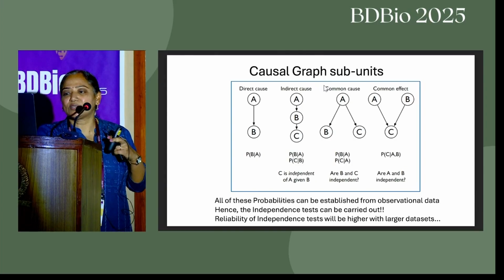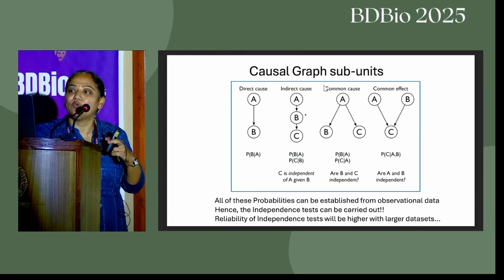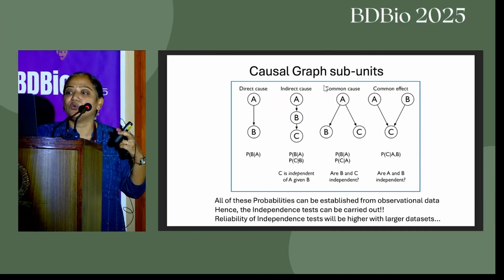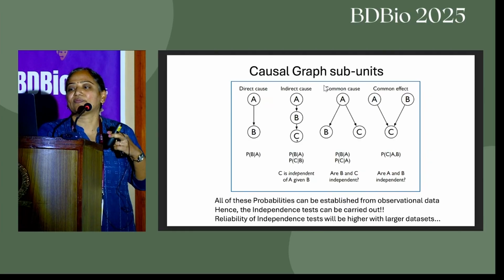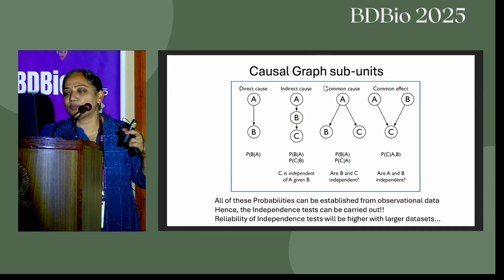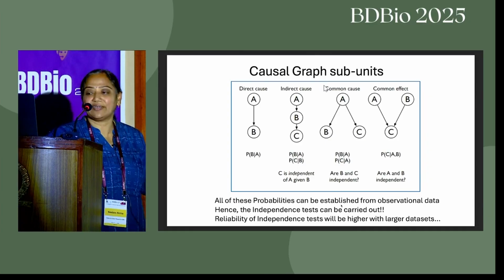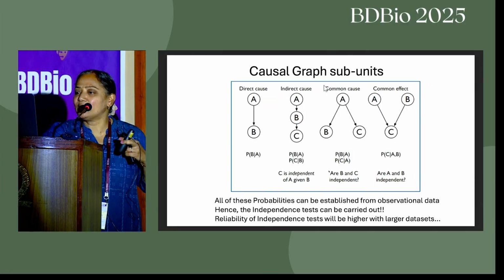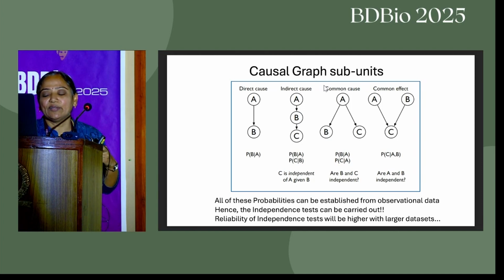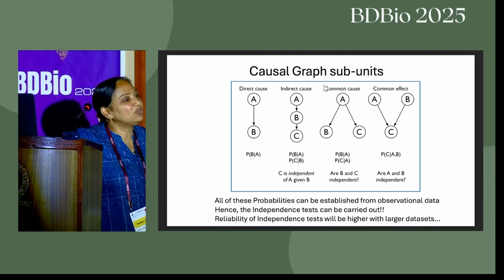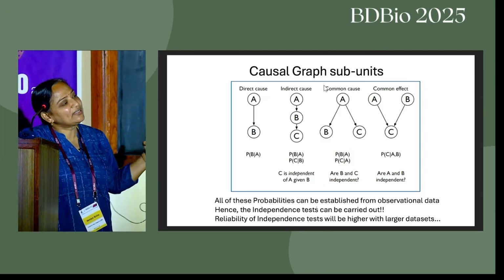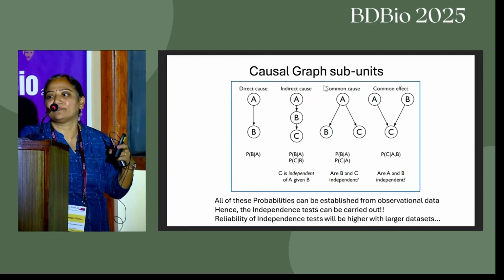To figure out which of these is right, we have to compute these conditional probabilities, which we can do using observations. All of these probabilities can be established from observational data. Hence, all of these independence tests can be carried out. The reliability of the independence tests will depend on how good our data set is and how many realizations we have. So the larger the data set, the greater the reliability. We'll go into this.